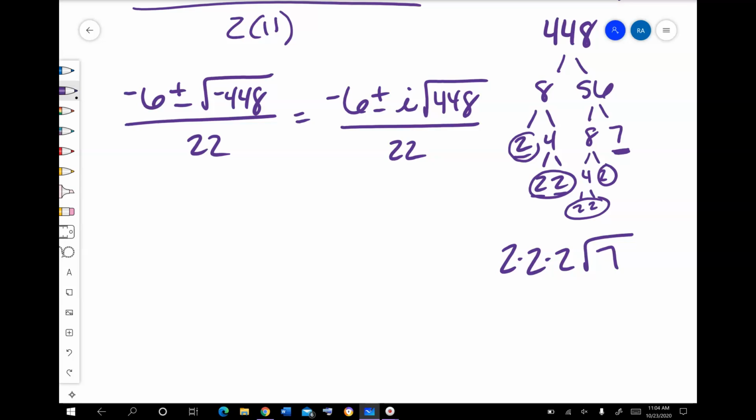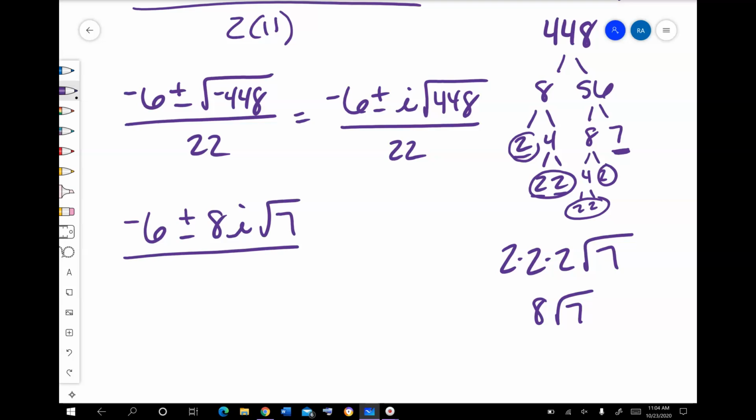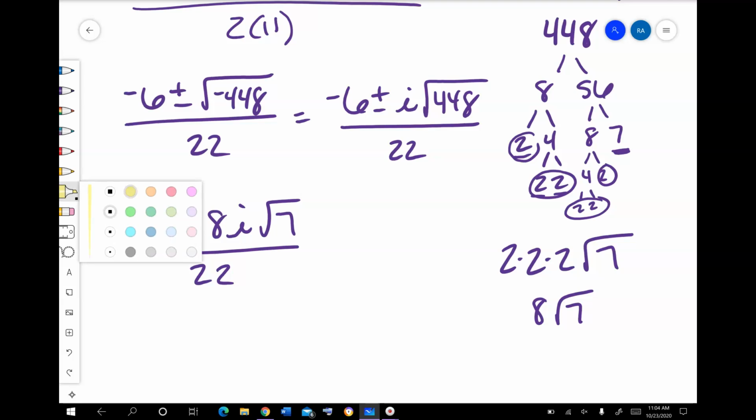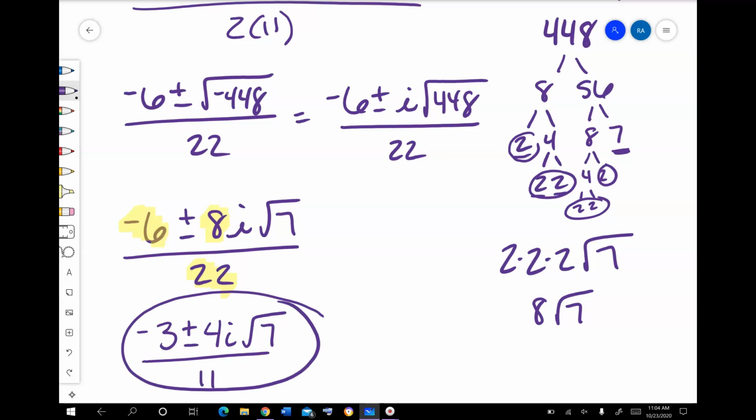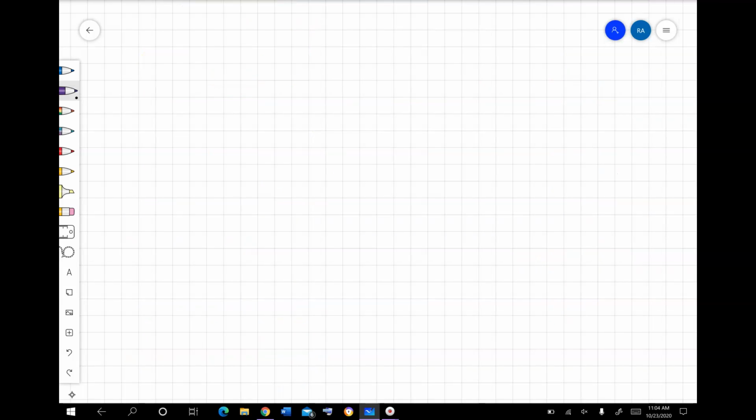2 times 2 is 4. 4 times 2 is 8. So I'm going to rewrite this as -6 plus or minus 8i square root of 7 over 22. Look at your 3 sections, okay? Are they all divisible by something? All 3 of those are divisible by 2. So my final answer would be -3 plus or minus 4i square root of 7 over 11. Okay? All right, let's do another one.